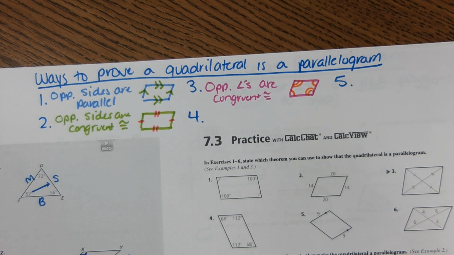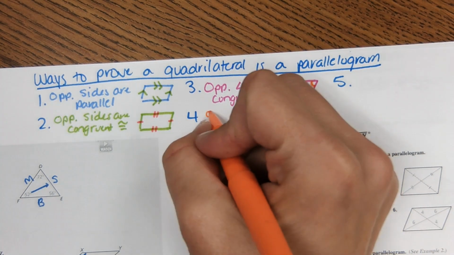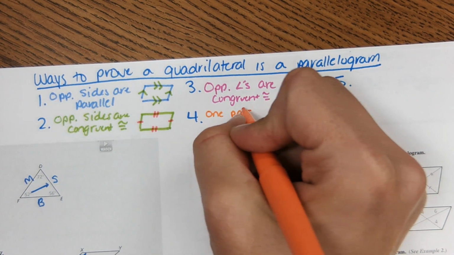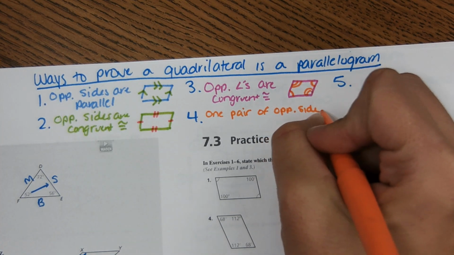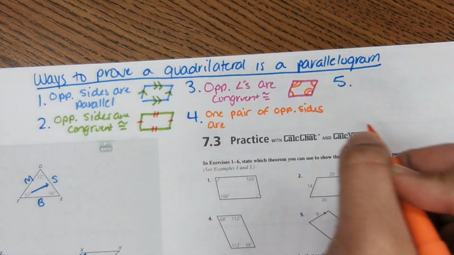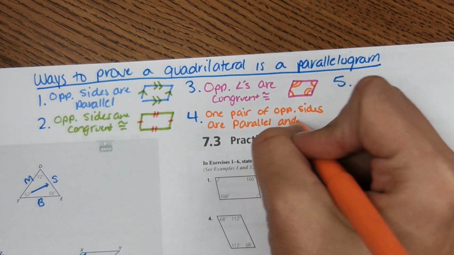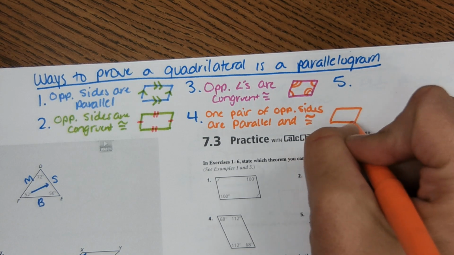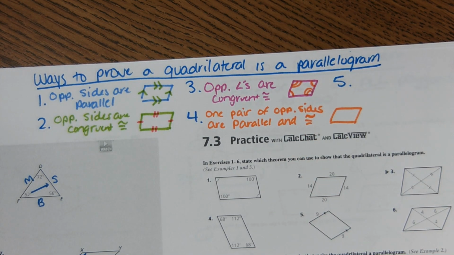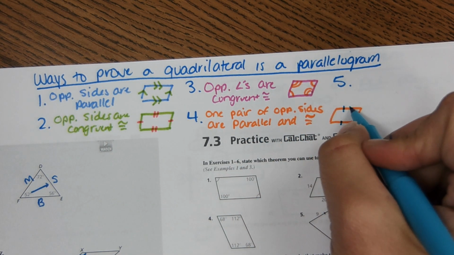Number 4, one pair of opposite sides are parallel and congruent. So that means that one pair, so like these opposite sides, same length, and then they're also parallel.